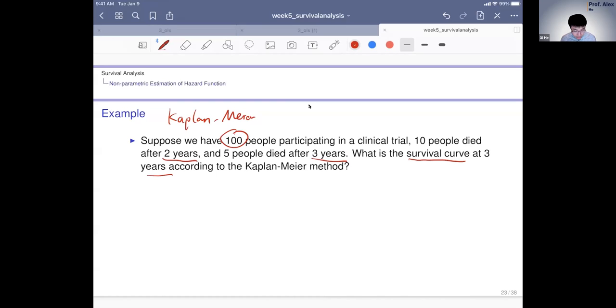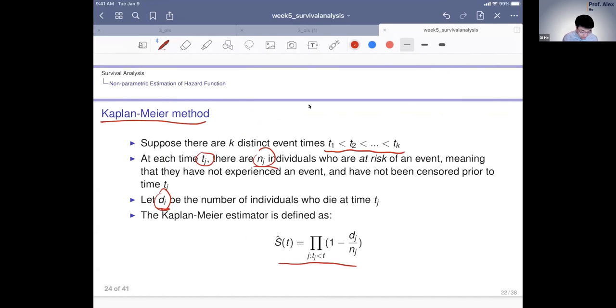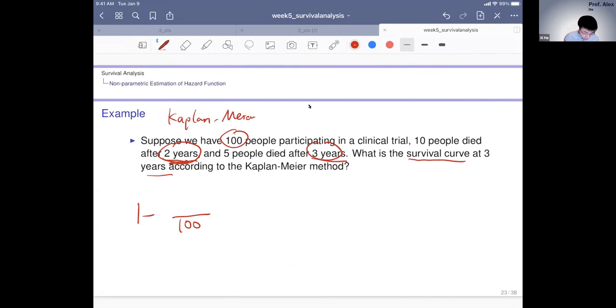So the way we calculate that is, there are two event times here, t equals 2 and t equals 3. Those are the two times that someone has died. And then for the first time, there are 100 people, right? So that's 1 minus the people who died at that time, which is 10, divided by 100, the people that are still surviving at that point.